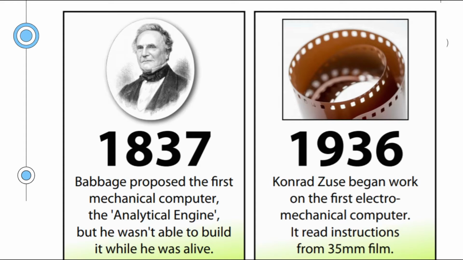And in 1936, Conrad began work on the first electromechanical computers. Today we all have a hard drive. The hard drive reads all the data from the operating system and shows it on the laptop. But before that, they didn't know how to read data. So they were reading data from this 35 millimeter film, which we also use to take photographs.